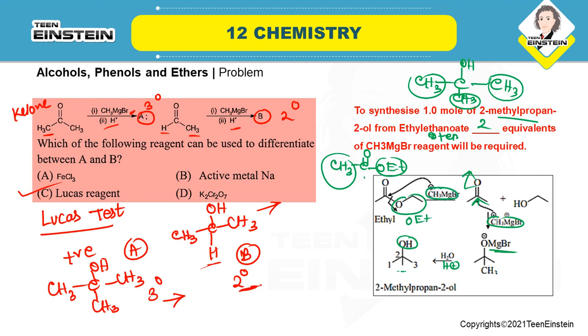So even without drawing all the structures, you can easily understand this one, but you have to draw the final product structure, that is 2-methyl propan-2-ol, because when you are drawing this, you will be able to understand how many methyl groups you need. One methyl group is already present in the starting material, the other 2 methyl groups you have to get from methyl magnesium bromide. So that is why 2 equivalents of Grignard reagent will be required here. Okay, so this is an integer type of problem.